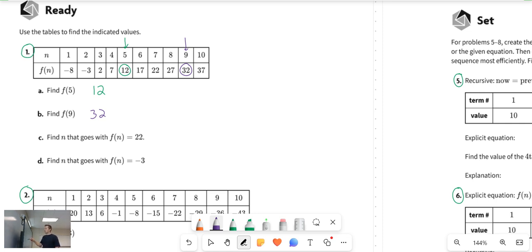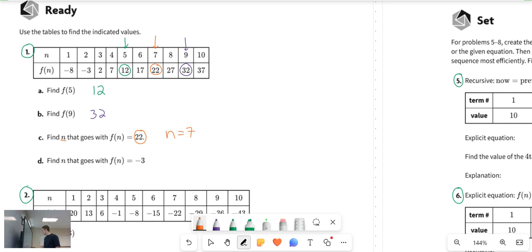Now find n that goes with f of n equals 22. So this means that there's some number n where if we plug it in, we're going to get 22. So let's look in our f of n column, because we know that f of n equals 22. We look across and it looks like it is right here, and that happens to go with 7. So we'd write n equals 7.